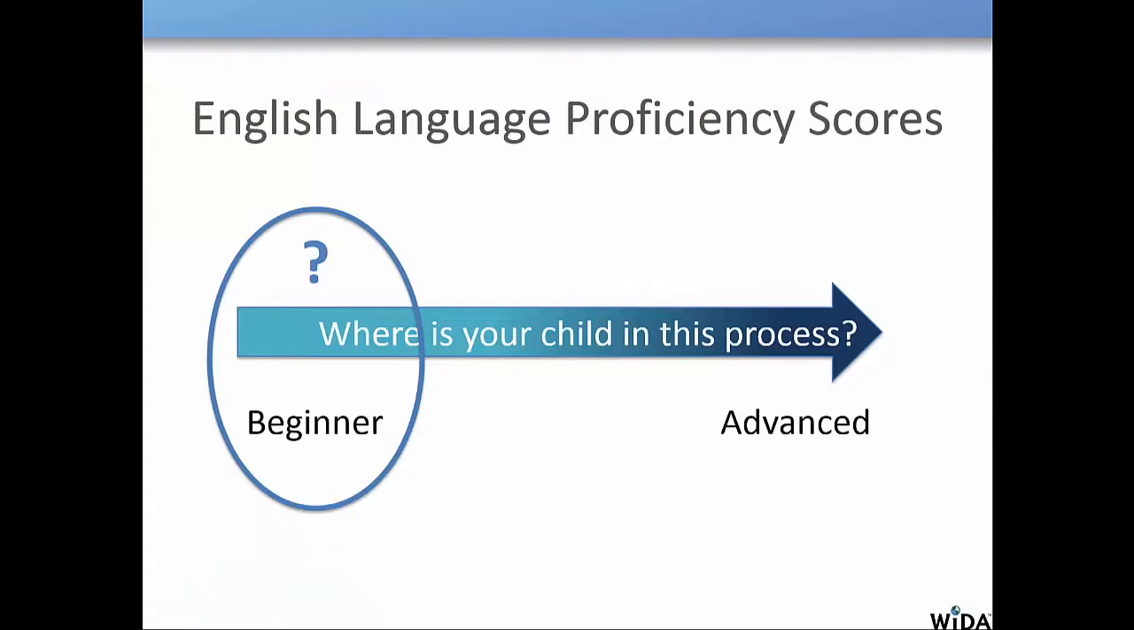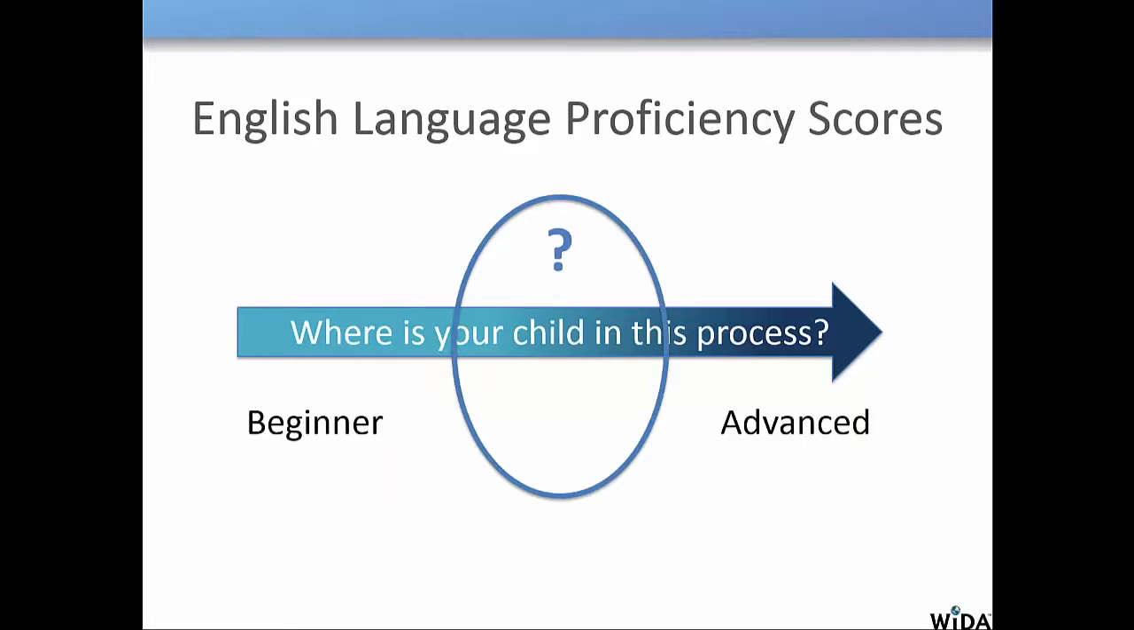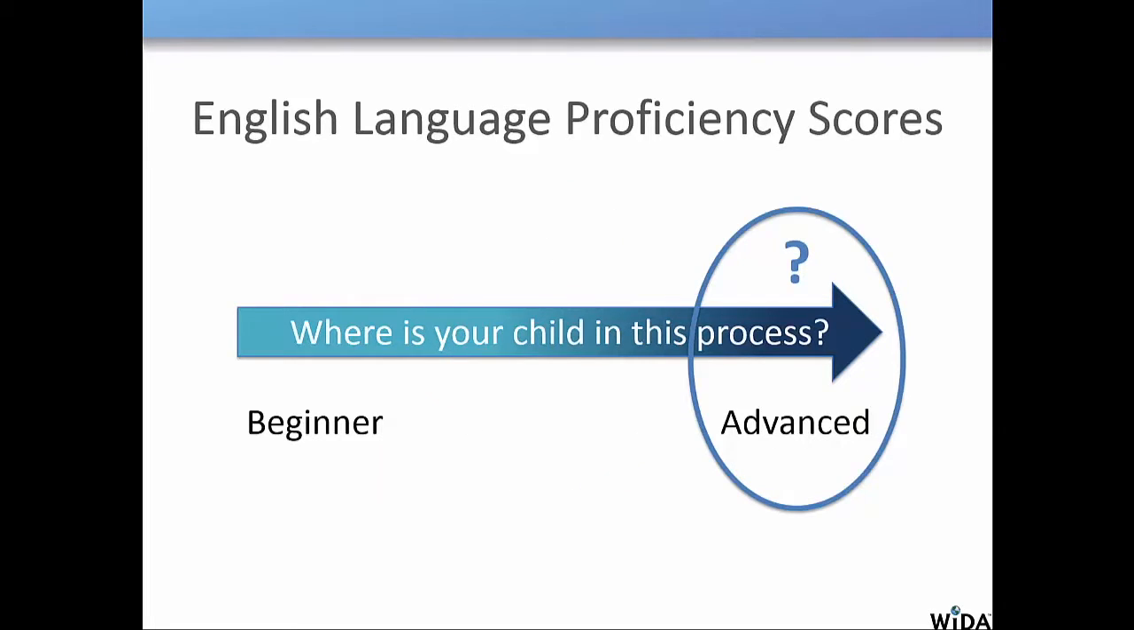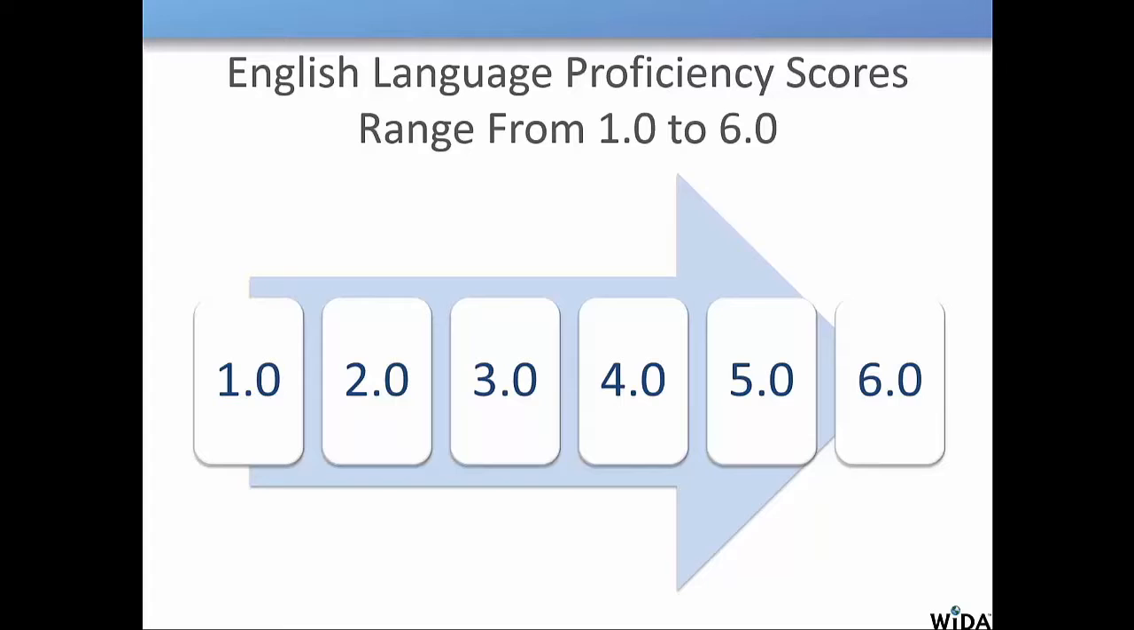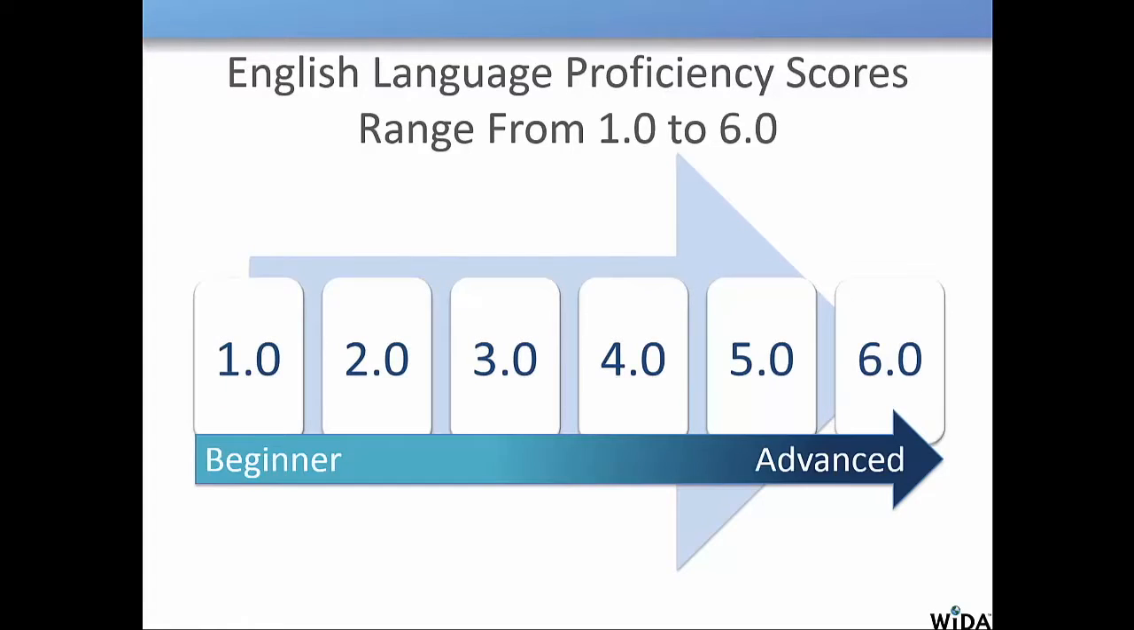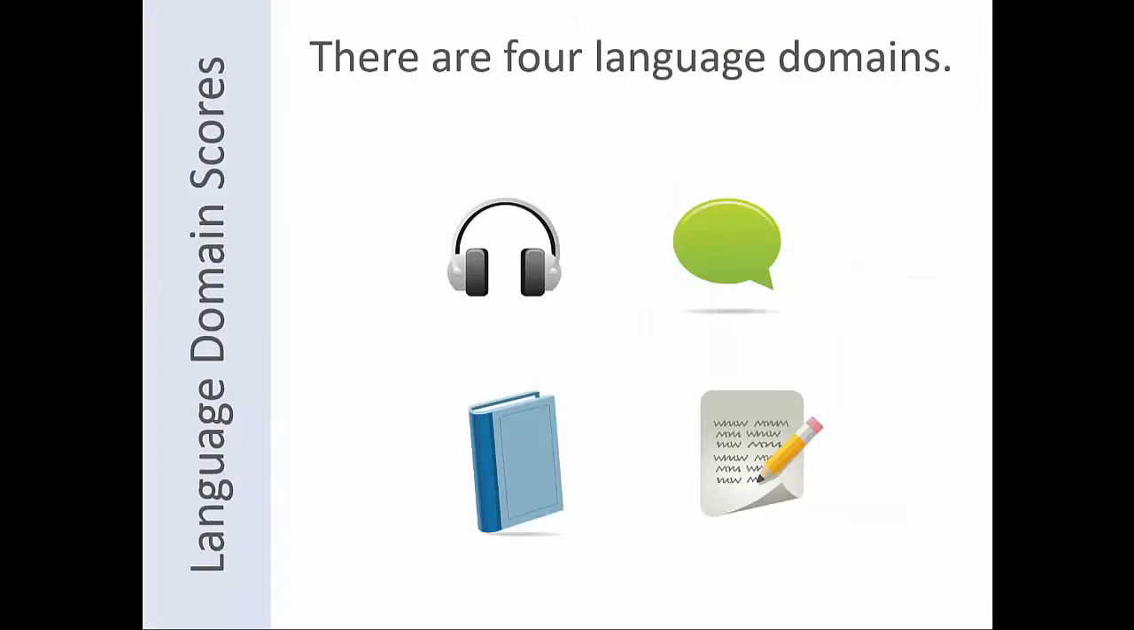The results from WIDA Screener give teachers an idea of where the student is in regards to their English language development. Are they beginners? Are they more towards the middle or intermediate level? Or are they advanced? A student's scores on WIDA Screener are reported as numbers that range from 1.0 to 6.0. A score of 1.0 can be thought of as a beginner score, while a 6.0 can be thought of as an advanced score.